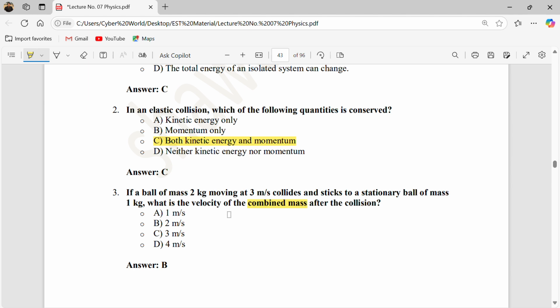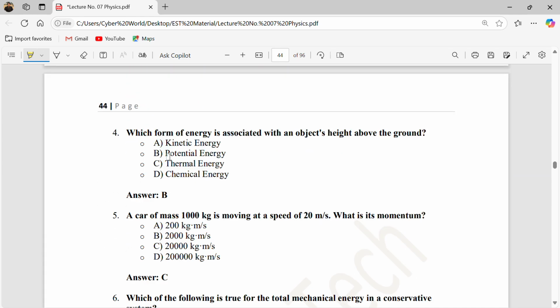m1 plus m2 becomes 2 plus 1, which is 3, multiplied by v2, and on the other side we have 6. So 6 divided by 3 equals v2, so you will get 2 meters per second. So the answer is 2 meters per second. Understood? Okay, so which form of energy is associated with an object's height above the ground?